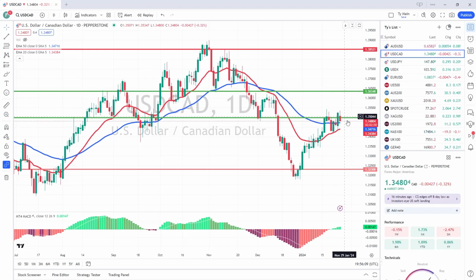But if we do reverse here, I wouldn't be looking at shorting opportunities unless it breaks the 20 moving average. So unless it's trading under the 134 sort of 20 area, then we're not even going to look at the short.